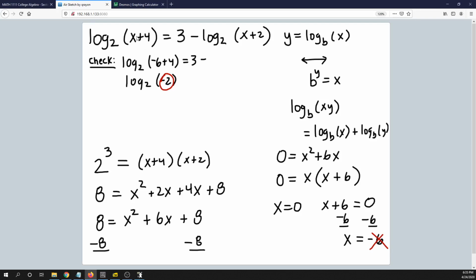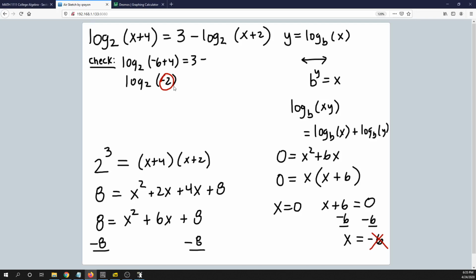It's if you plug that negative number into the inside of these logs and you get a 0 or a negative number, then it has to be thrown out. That can happen just as easily with a positive number or 0 as it can with a negative number. So make sure that you are checking these solutions. So we have to throw that out.